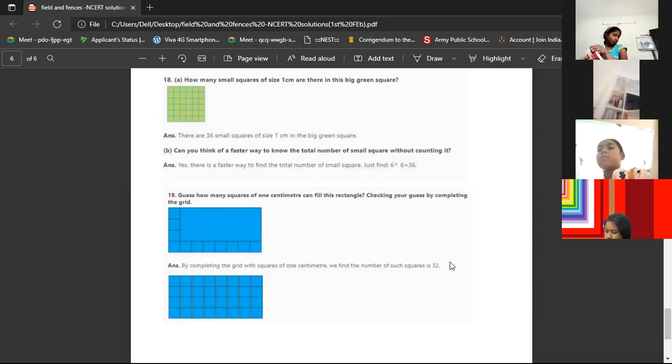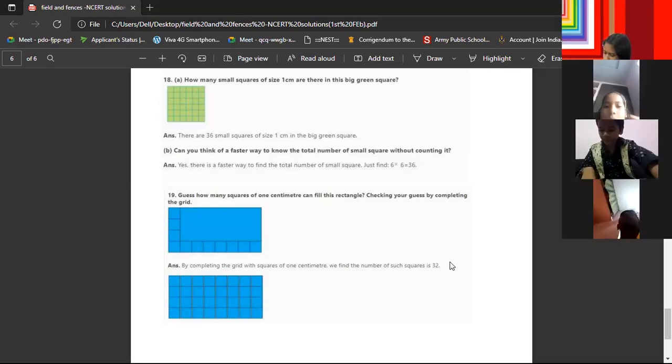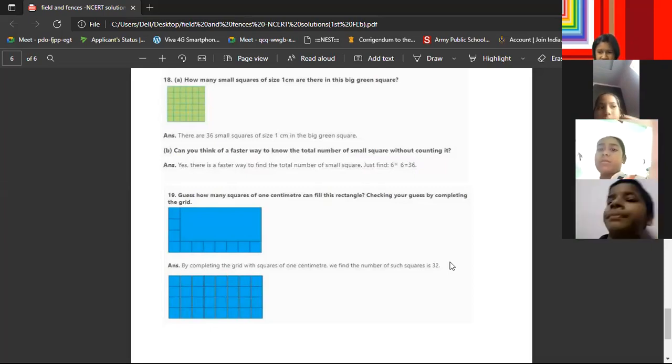One, two, three, four, five, six, seven, eight. 4 into 8 is 32, sir. Complete the boxes. It is there in the textbook. Please do it. It is there in the textbook itself. So 32 boxes. You are asked to draw the lines also. Draw the lines and complete it.